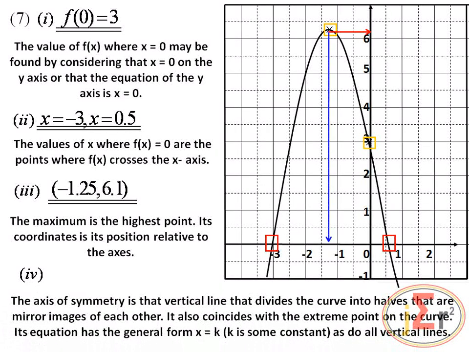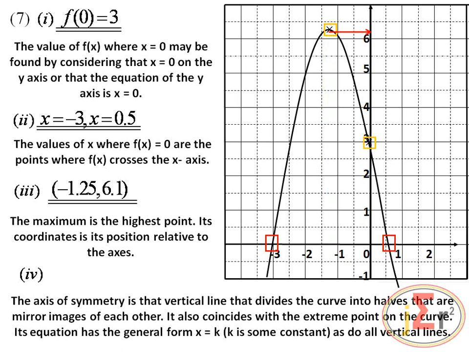The axis of symmetry is that vertical line that divides the curve into halves that are mirror images of each other. It also coincides with the extreme point on the curve, which in this particular case is a maximum point.